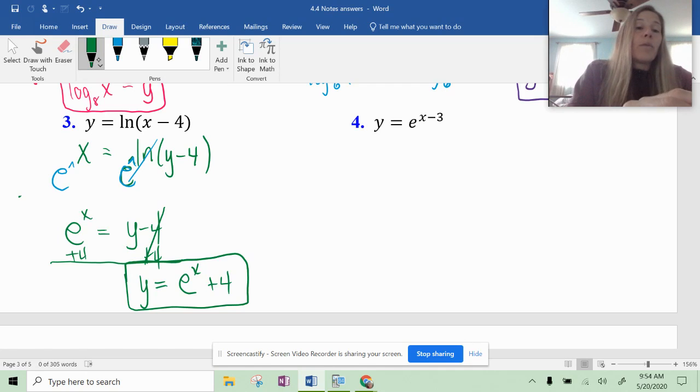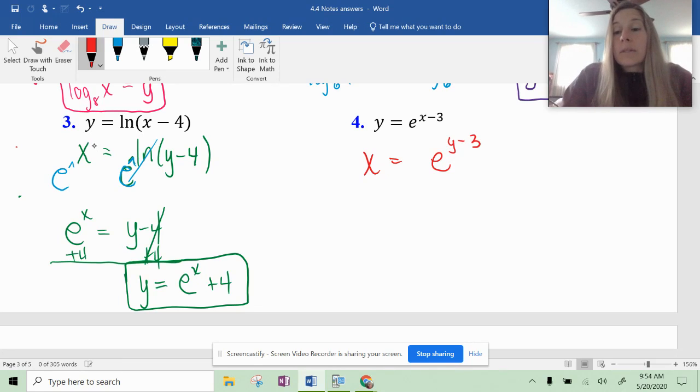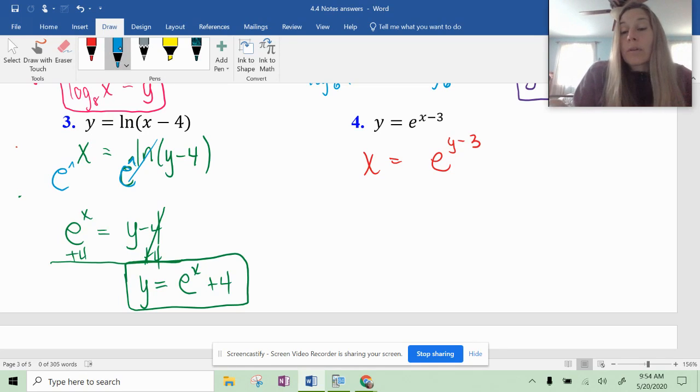Okay, and then number 4, I'm going to switch my x and my y. Now this time, since this is all an exponent of the e, I need to get rid of that e first before I can get rid of the 3. So remember, just like we did in the first 2 problems, we logged both sides and we gave it a base to cancel that number out.